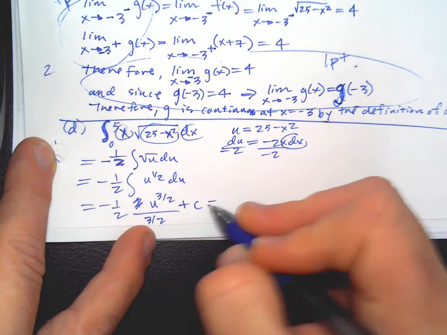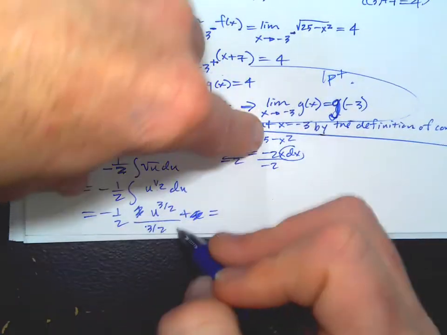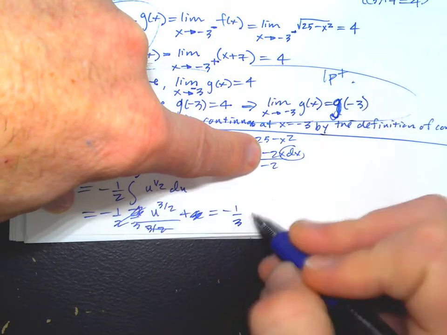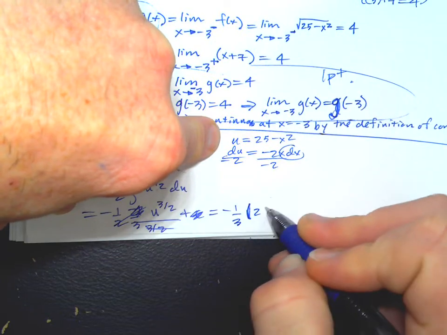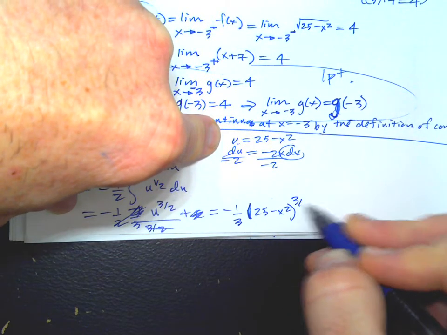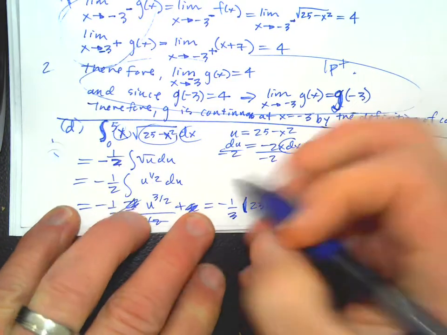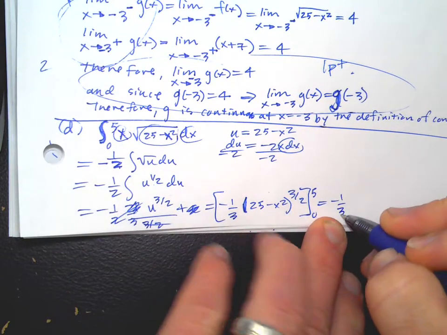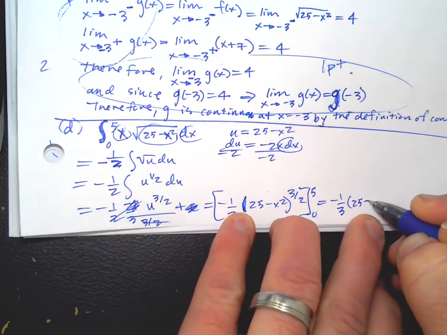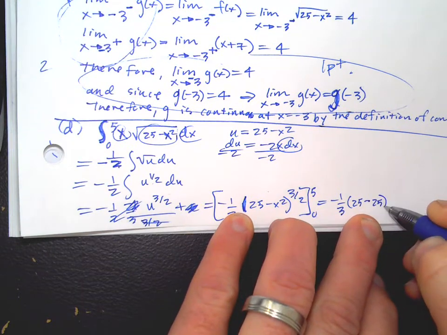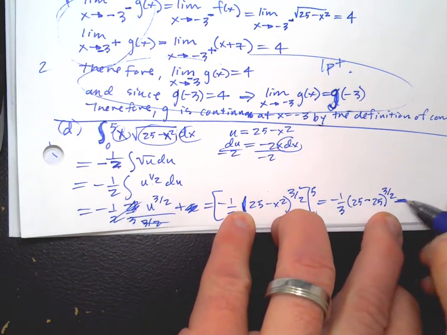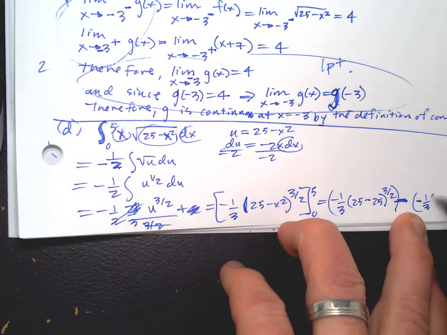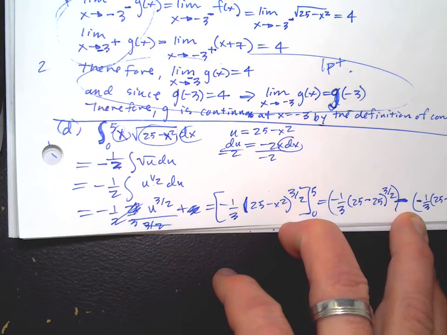And you got to put this plus, well, I'm not going to put the plus c because we're going to do something else. Now, divided by 3/2 is the same as multiplying by 2/3, right? So it's -1/3. I'm going to put it back in the terms of the original variables, 25 minus x squared. This u stuff was just temporary to kind of make it simpler. And then what we have to do is plug the limits in. You got to plug the top one in first. So it's going to be 25 minus 25 to 3/2. And then you can subtract the next one, plug the bottom limit in, 25 minus 9 to 3/2.